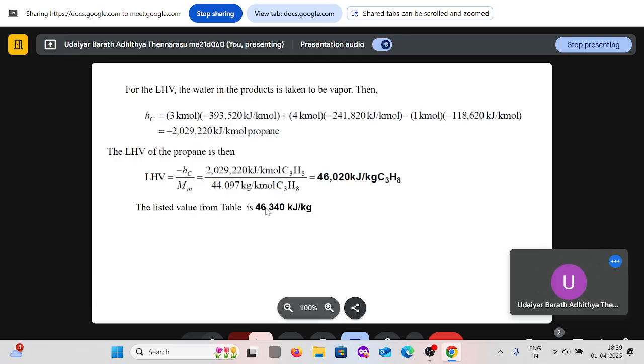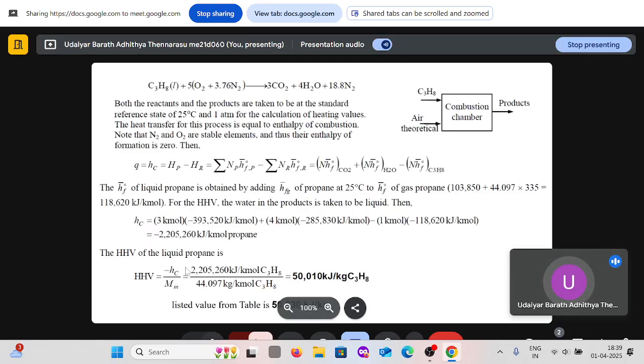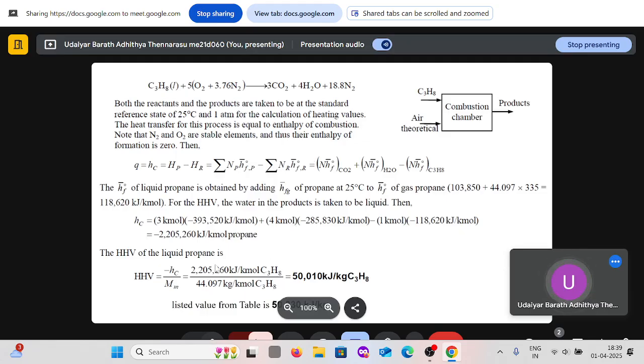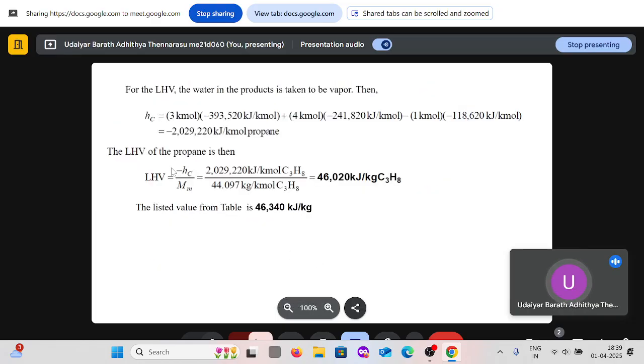So if you see, the LHV will always be lower than HHV because here the water is in vapor form. If you extract some more heat, the water will condense, and that's why you get the higher heating value. So HHV will be higher, that's why higher and then lower.